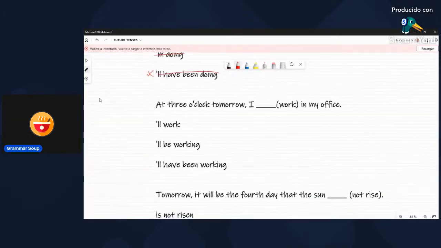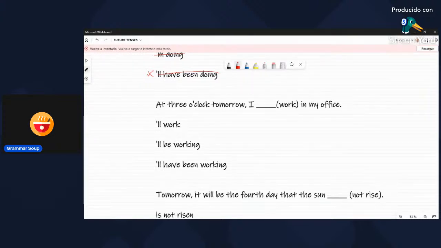Okay. Then we have at 3 o'clock tomorrow. Wow, it's giving us an exact time, as you can see there. What do you think it would be? Any idea? At 3 o'clock tomorrow, and then we need to use the verb work in my office. So we have three options. I will work, I will be working, or I will have been working.